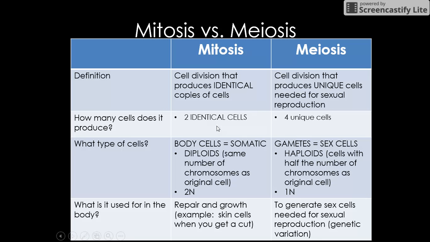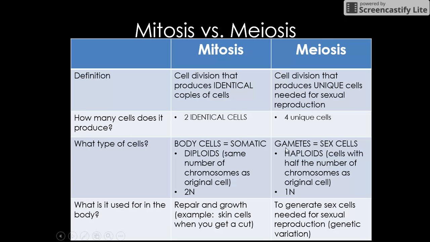How many cells does it produce? Mitosis, 2 identical cells. Meiosis is different, 4 unique cells. Hopping down to what type of cells? Mitosis is our body cells. They are also called somatic. They are diploids because they have the same number of chromosomes at the end as the original cell had at the beginning.